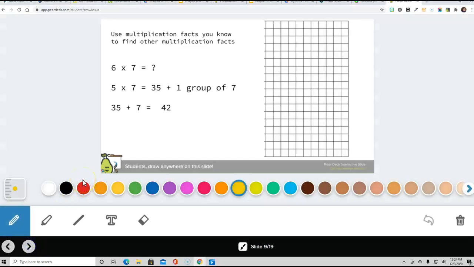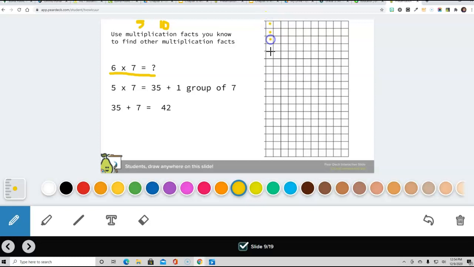Okay, we are going to use multiplication facts we know to find facts that we don't know. So I don't know 6 times 7, but I know my 5s and I know my 10s. Okay, so I'm going to use 5 because it's closest to 6. So I'm going to draw 5.